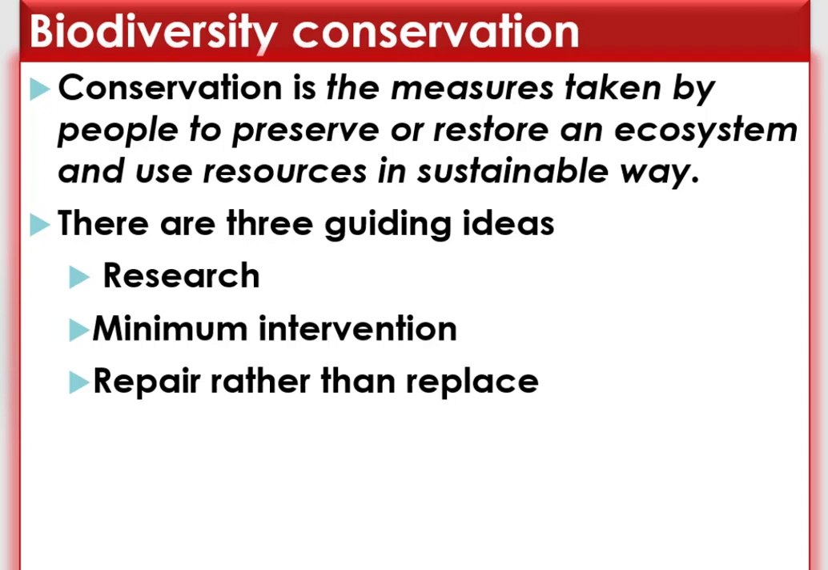There are three guiding ideas to preserve or restore biodiversity. The first one is research. Research is the process of finding exact ways or solutions to preserve or restore biodiversity and to use it in sustainable ways. The second guiding idea is minimum intervention to habitat. This is the mechanism that can initiate and shape characteristics of populations, communities, and ecosystems.